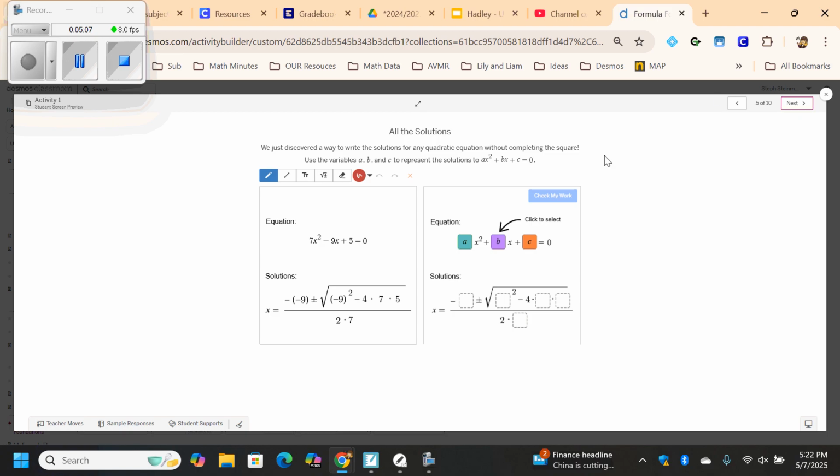Okay, so then it says, where would our values go? So we know that B goes here and here. We know that it's times A and C, and then it's eventually times 2A. And then click check your work.